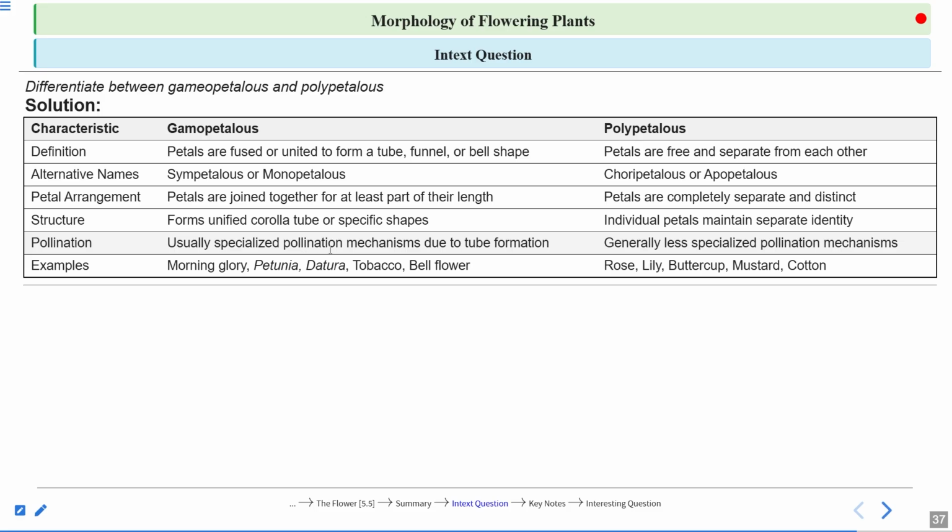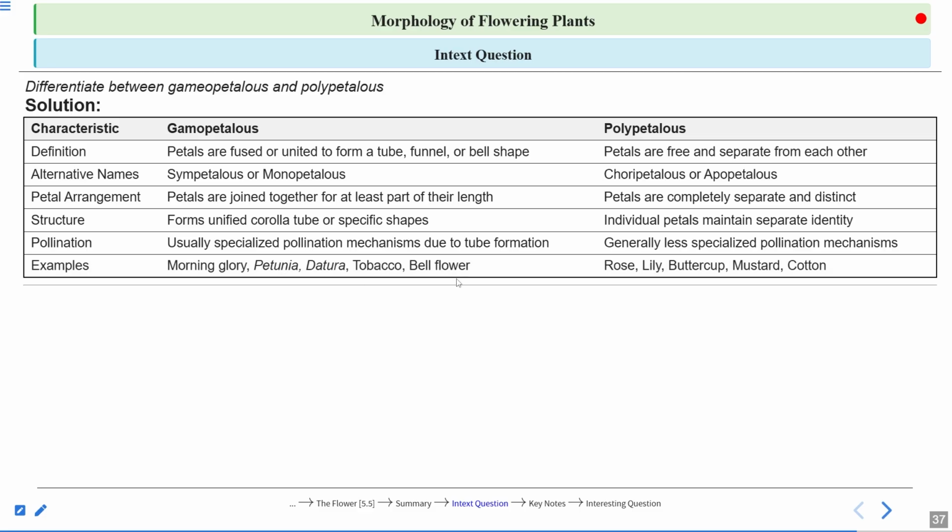Pollination: usually a specialized pollination mechanism due to the tube formation. Some birds, hummingbirds, come to the tube-like structure, the flower which has a tube shape. They go forward and then they come backward. Have you seen the hummingbirds? The smallest bird, which helps in the process of pollination, right? So generally they visit the tube-shaped flower. Examples: morning glory, petunia, datura, tobacco, bellflower.